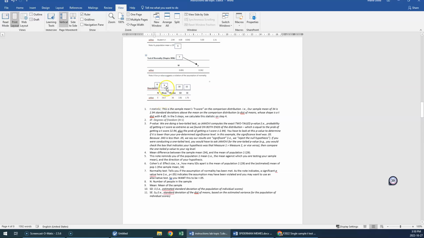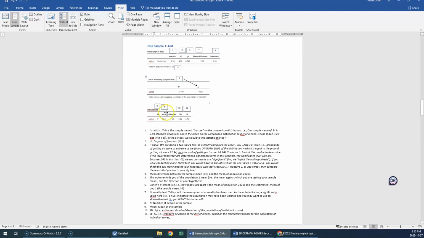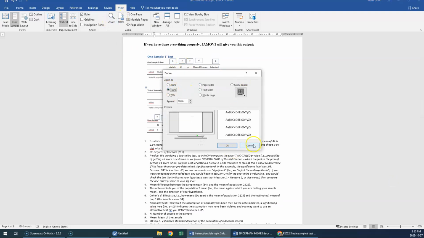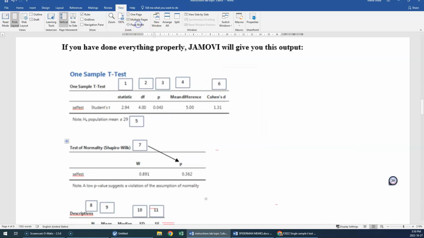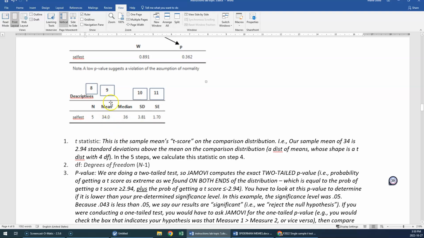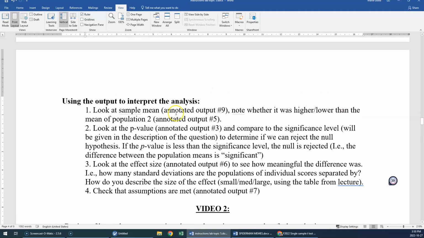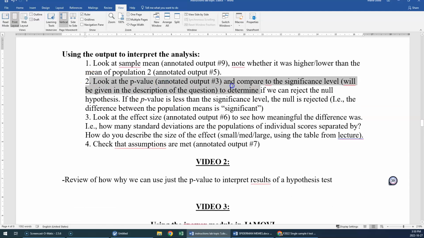We know that, we calculated that in class, but anyhow, Jamovi does it for us. And we're noting whether our sample mean is different, higher or lower than our comparison population mean. Here, number 5, this is where Jamovi reminds you that your comparison population mean is 29. So that's the first step, just saying, okay, it looks like my sample mean is quite a bit higher than my population mean. That's good. The next thing you do is look at the p-value and compare it to the significance level.